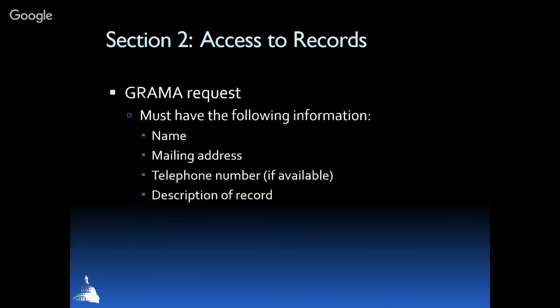Okay, so when a requester submits a GRAMA request, it must be a written request that contains the following information. It must have their name, a mailing address, a telephone number if one is available, and a description of the record with as much specificity as possible of what they are requesting. In addition, it must be submitted to the governmental entity that prepares, owns, retains, or received the record.